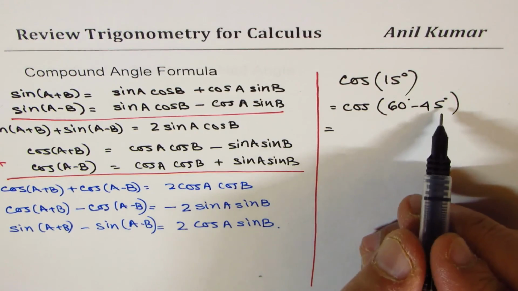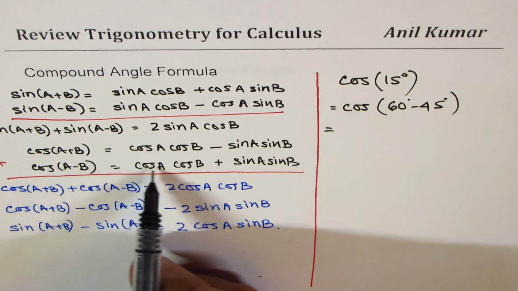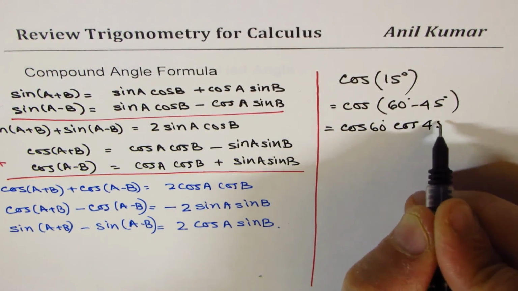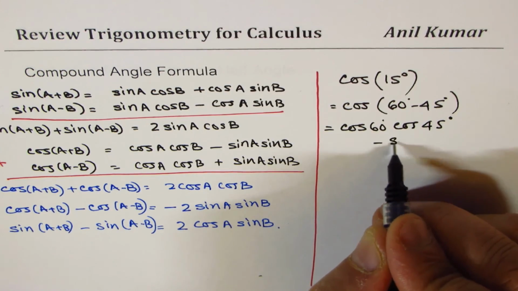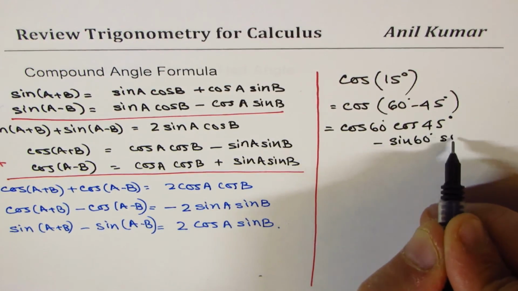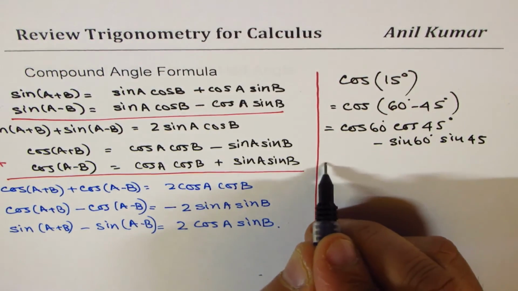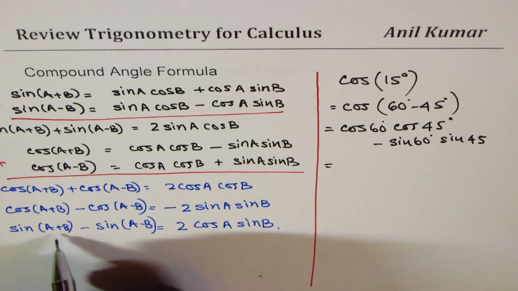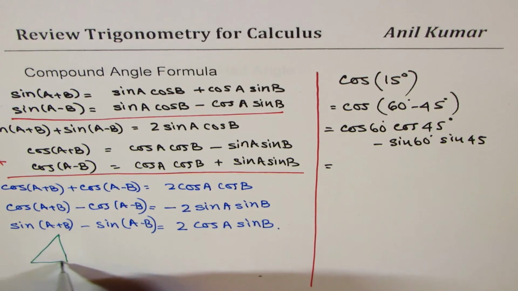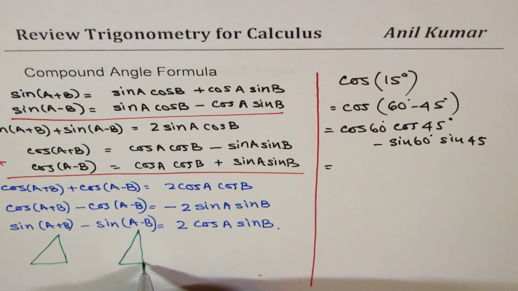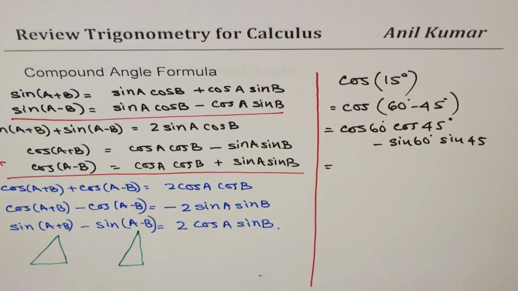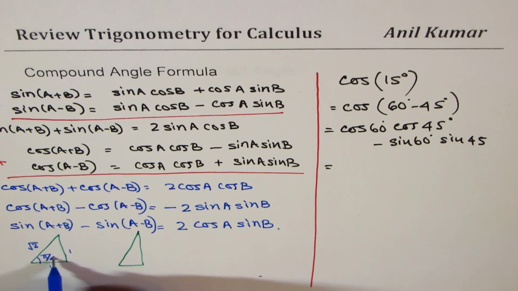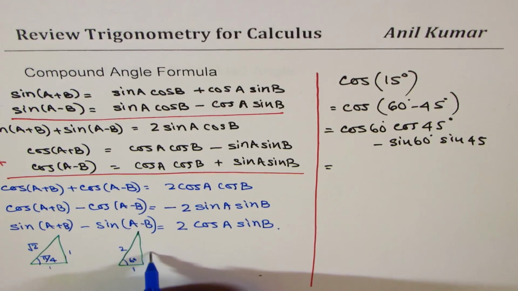So we know cos of 60 minus 45, we can apply this formula and we can write this as cos of 60 degrees times cos of 45 degrees, take away sine of 60 degrees, sine of 45 degrees. So in a way, we can find the exact value of such expressions, right? So let's use our special triangles to evaluate this particular value. So I'm just making two triangles, one for 45, which is pi by 4, one for 60 degrees, 1, 2, and square root 3, right?